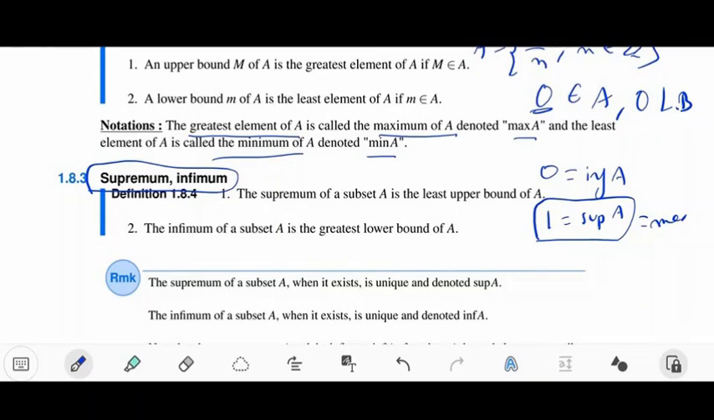it's the maximum of A, because it's the element of A that is greater than all the other elements.